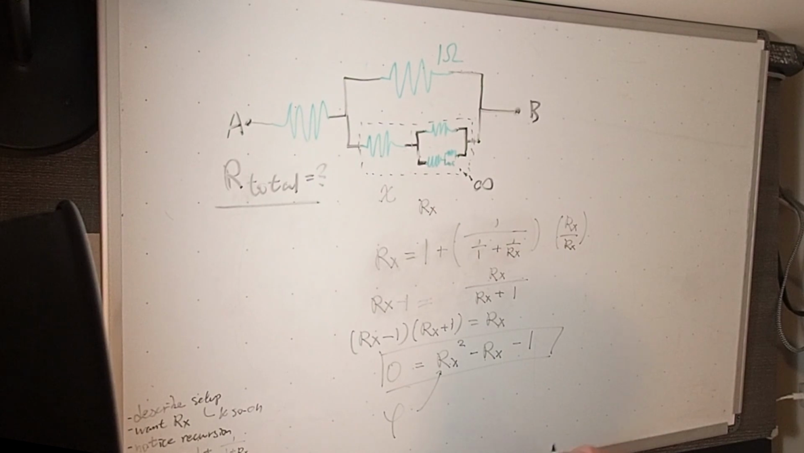Now there are two solutions technically to this quadratic. We have negative 0.618 or positive 1.618. Now clearly the resistance can't be negative, so let's just cross this out, and now we have our answer, positive 1.618 ohms. And there we have it.